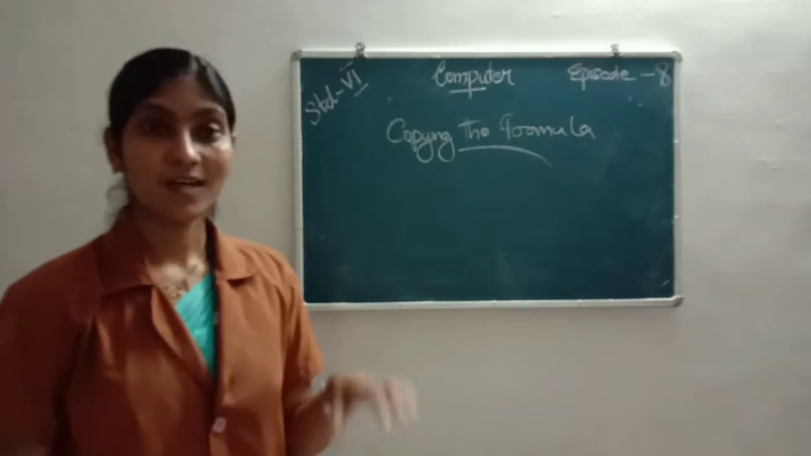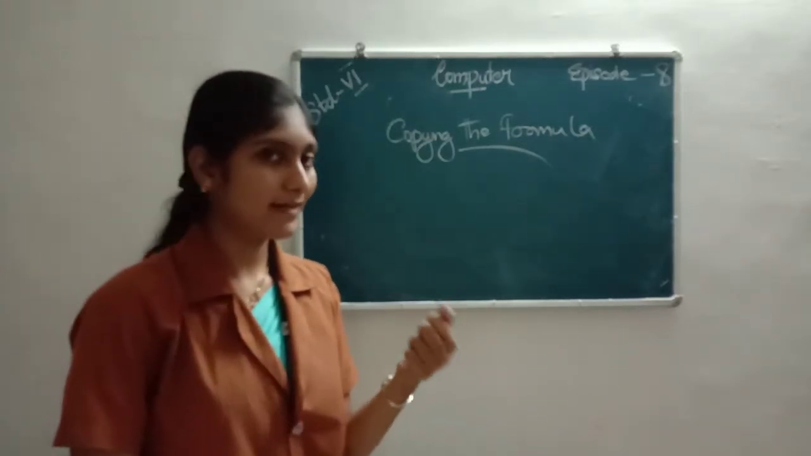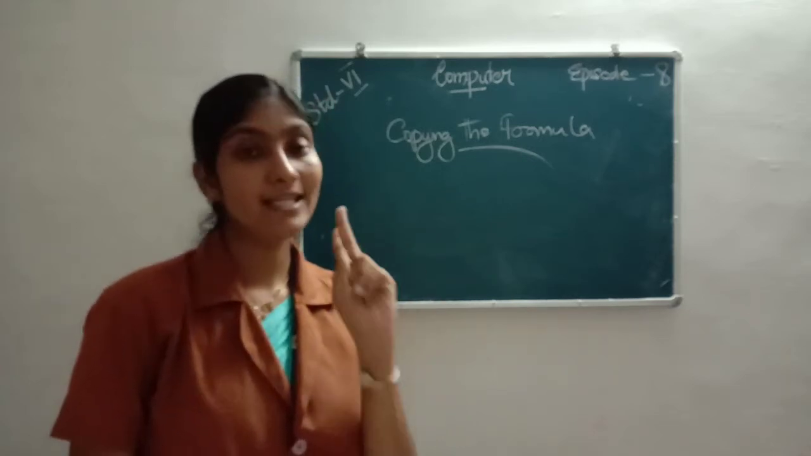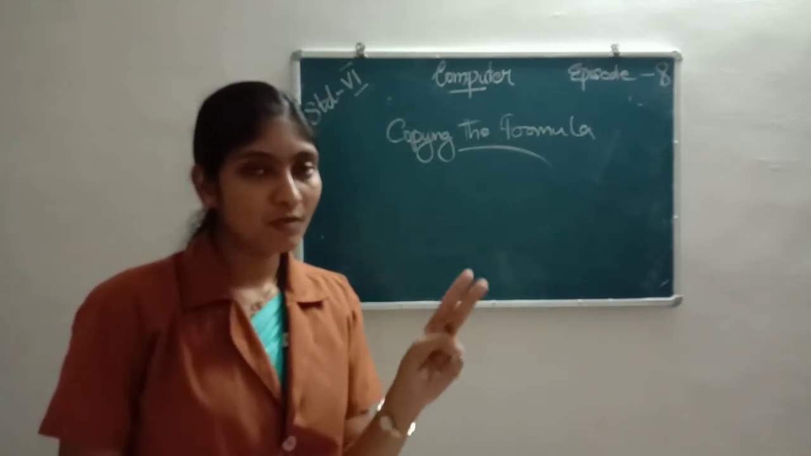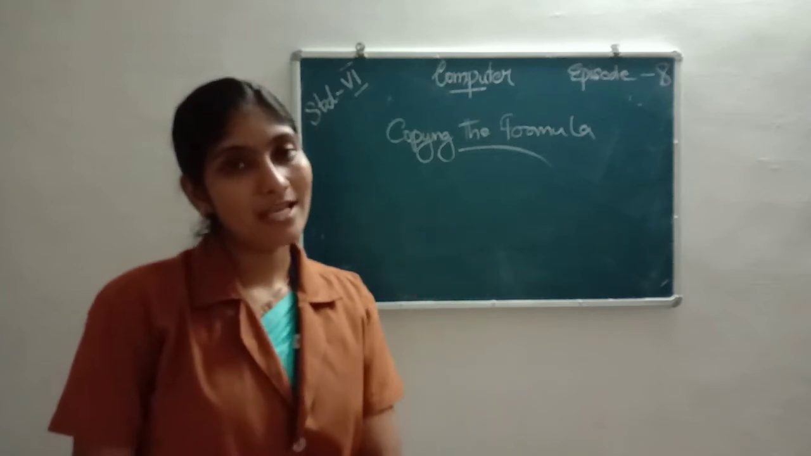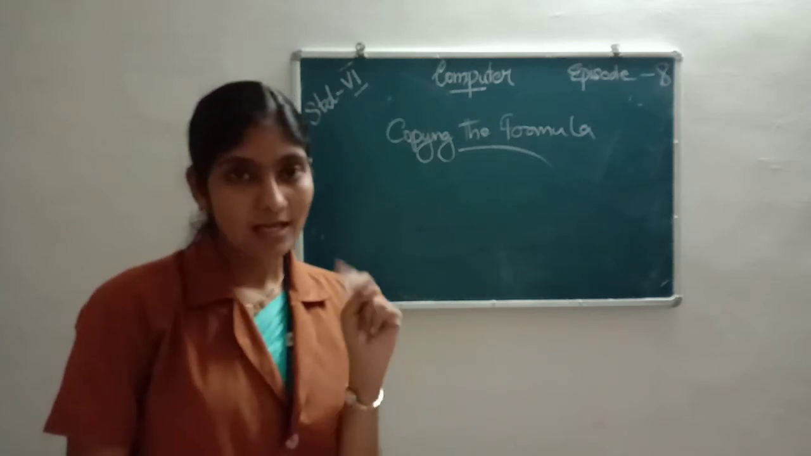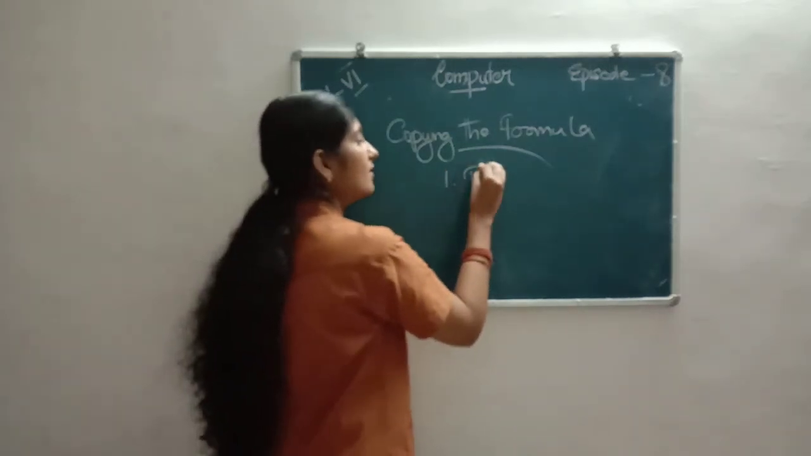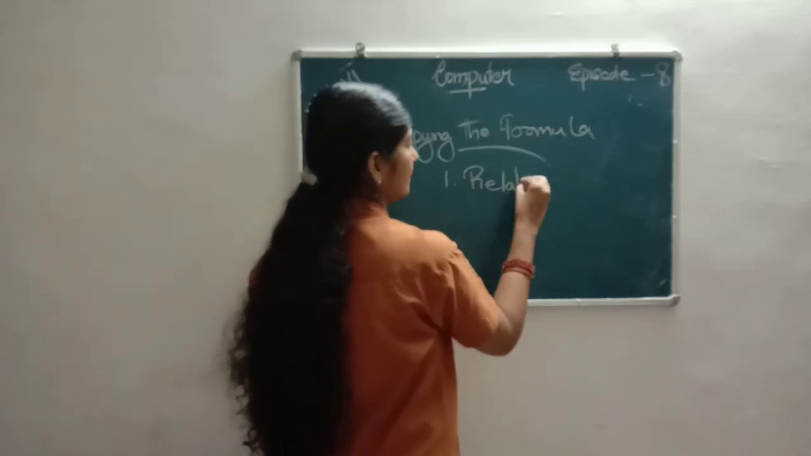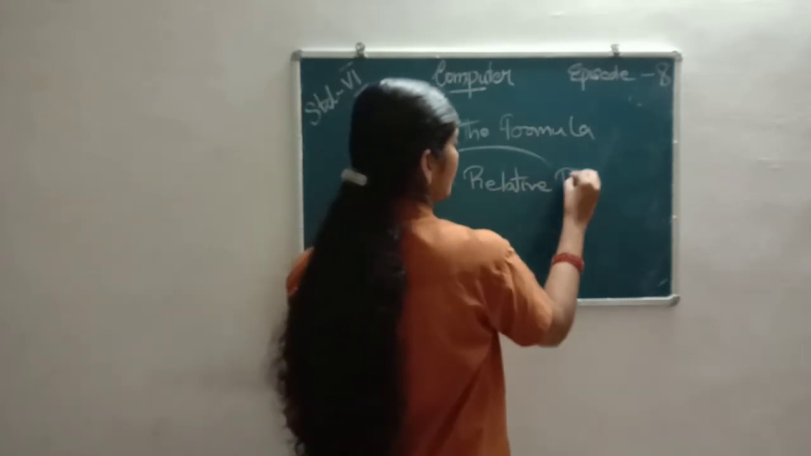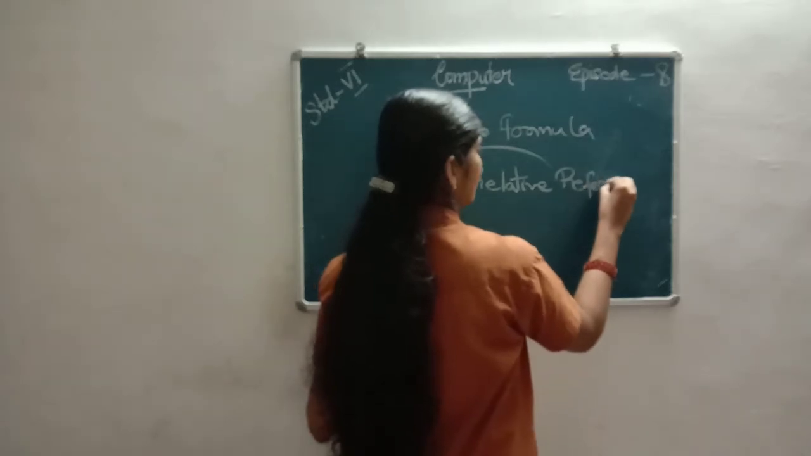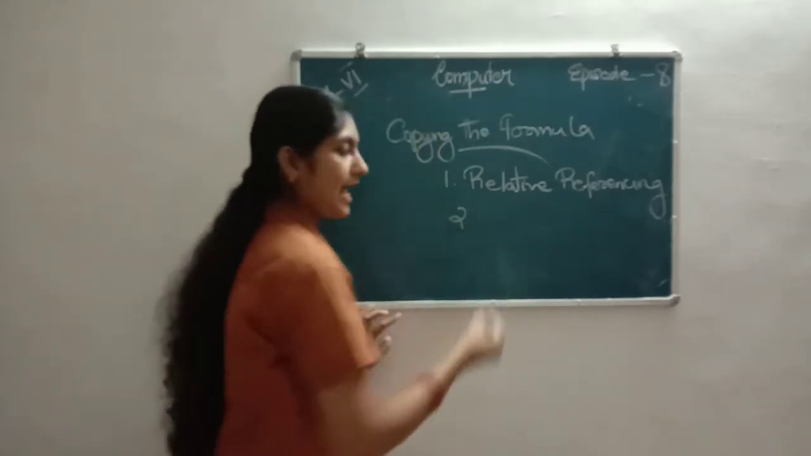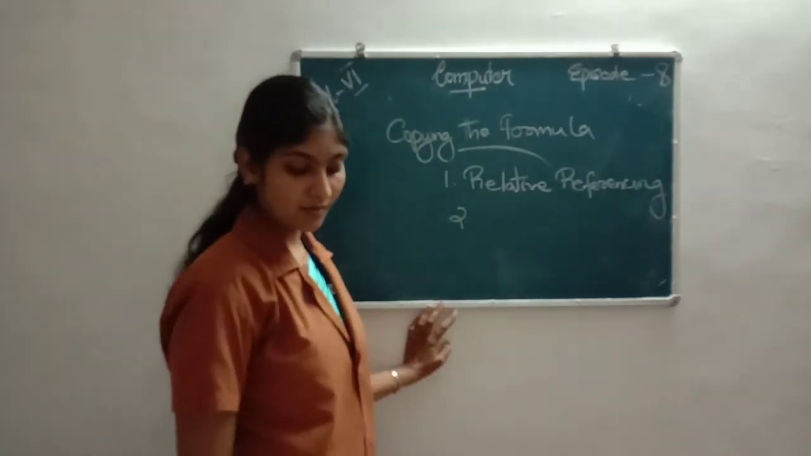Copying the formula means we can copy the formula we created into any other cells by using two options. Once again, we can copy the formula or the equation into any other cell by using two options. The first is called relative referencing, and the second is called absolute referencing.